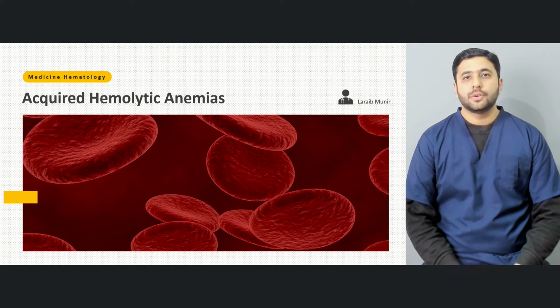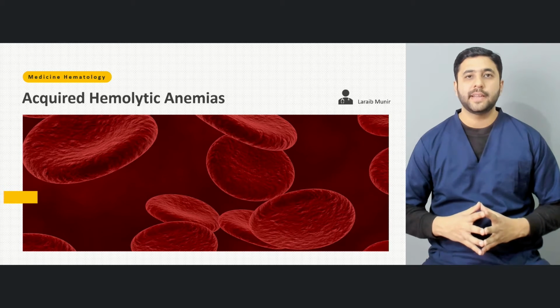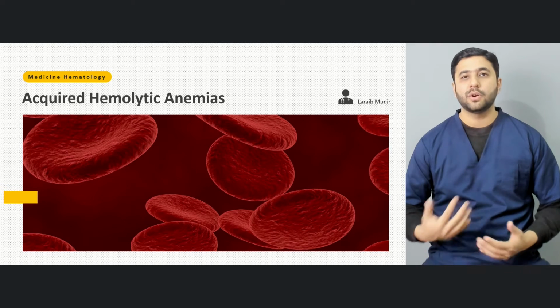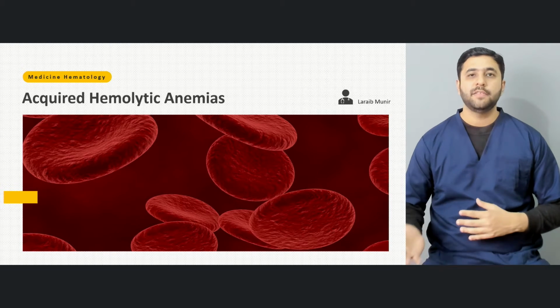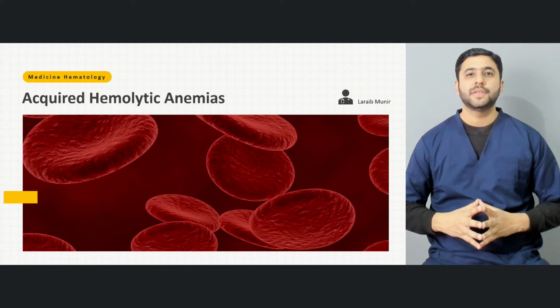Throughout all these lectures on hematology, we have been discussing anemias. We started off by defining anemias, and then through a series of lectures, we discussed the various types of anemias, starting off with the normocytic anemias, then moving on to the microcytic anemias, then we moved on to the macrocytic anemias. Now, in the last two lectures, we discussed the hemolytic anemias.